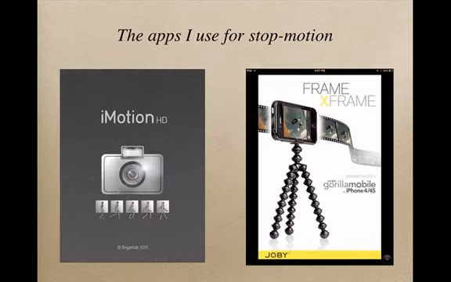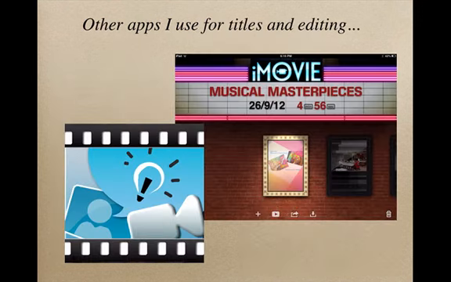There are a couple different apps I use. I started by using Frame by Frame. It's an iPhone app that works equally as well on your iPad. But recently I've discovered iMotion, and it has some editing features that I use a lot, and so I tend to use it more often. And that's what I'm going to show you today. The other apps I use are iMovie and Explain Everything. I use those for titles and for editing the films.